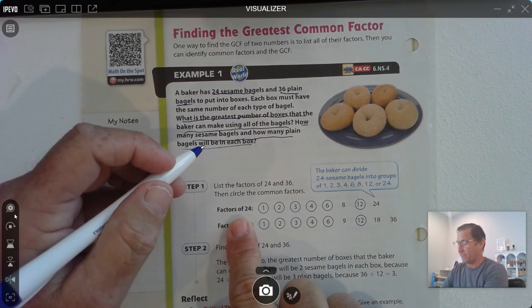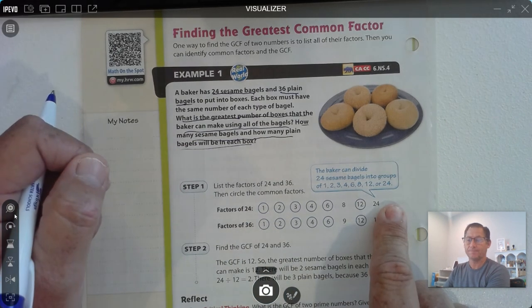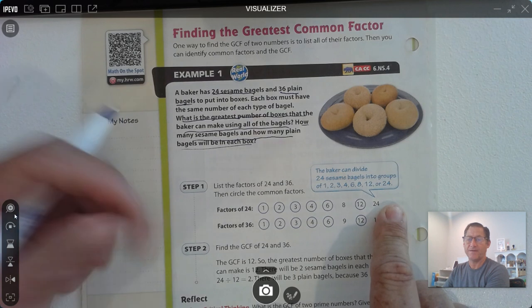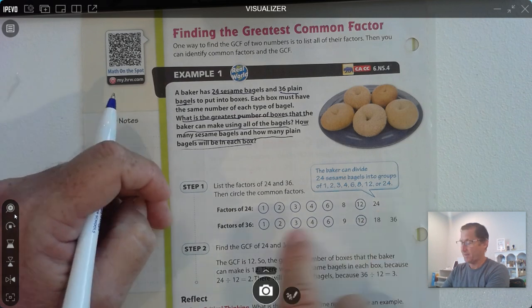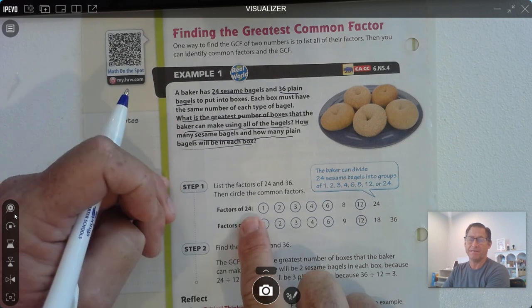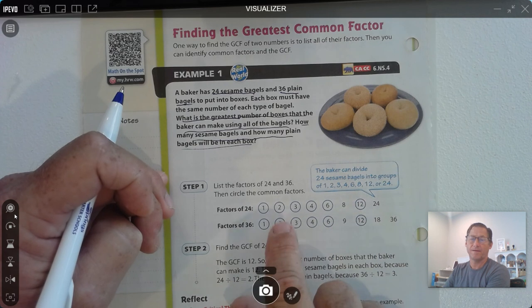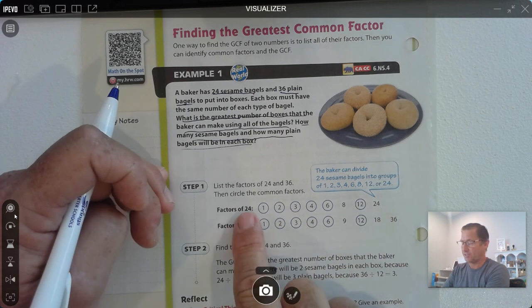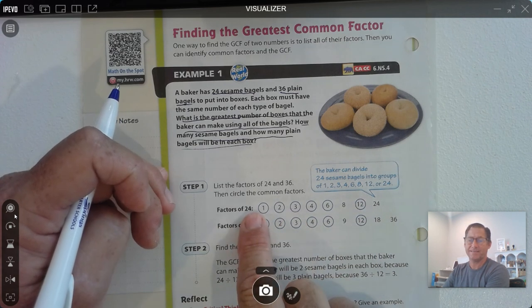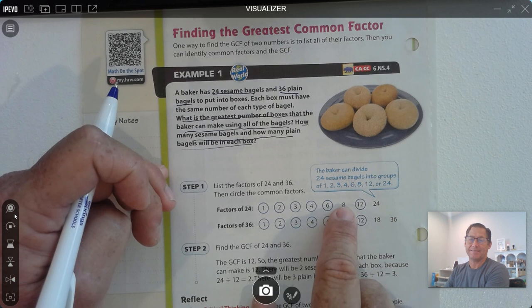So the factors of 24, well, we know 1 times 24 is two factors that have a product of 24. Is 2 a factor of 24? Yes, because 2 is a factor of any even number. 2 times what is 24? 12. 3, will 3 work? Yes, because 2 plus 4 is 6, and 6 is divisible by 3. So 3 times what is 24? 3 times 8.